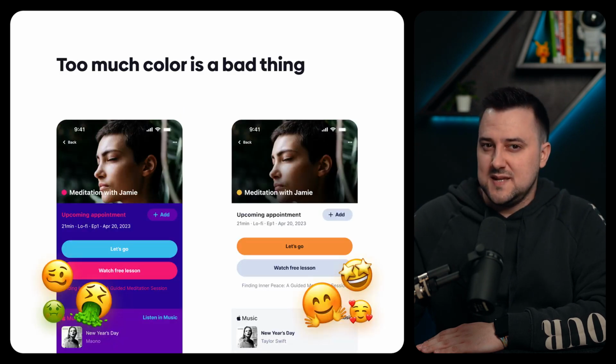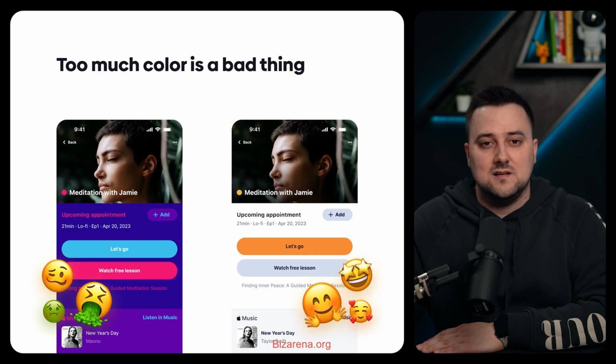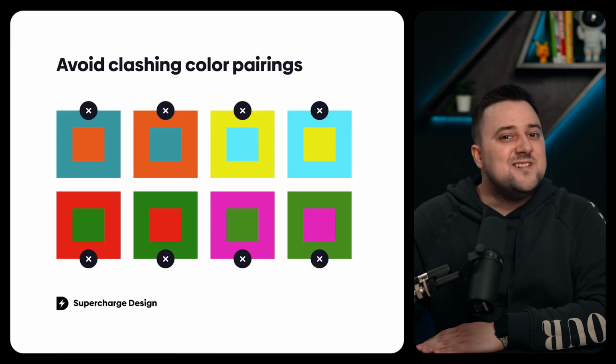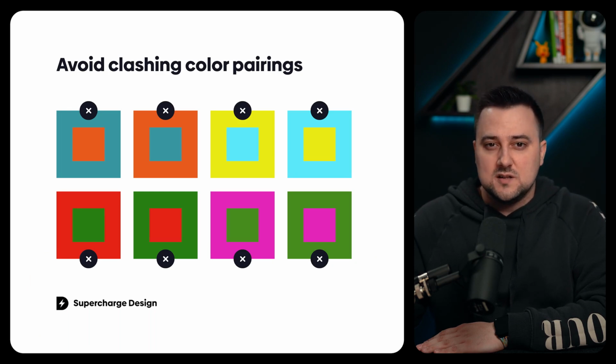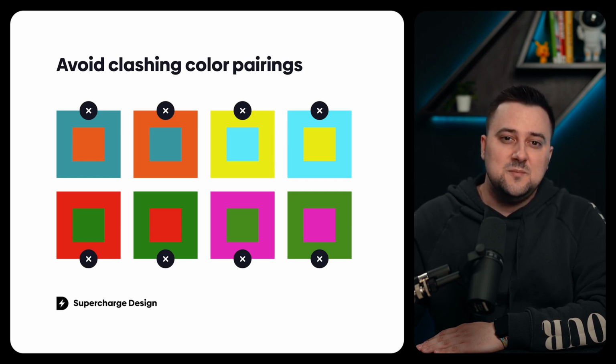One of the most common mistakes in UI design when it comes to colors is the use of too many colors. A design with too many colors can be overwhelming and confusing for the user. It can also make it difficult for the user to identify the most important elements of the design. Another common mistake is the use of clashing colors. Clashing colors are colors that do not work well together and can create a jarring effect. They can be distracting and make it difficult for the user to focus on the content.